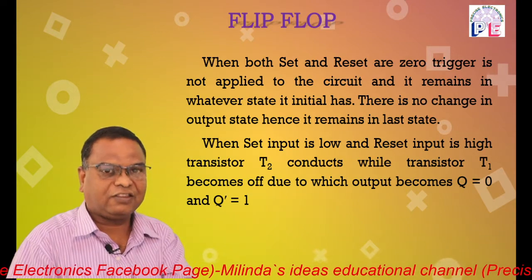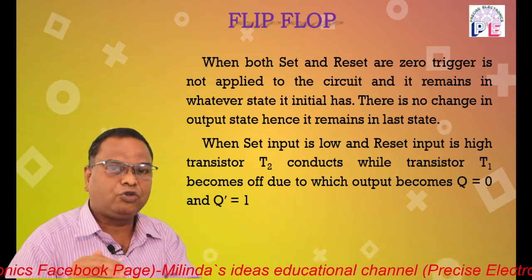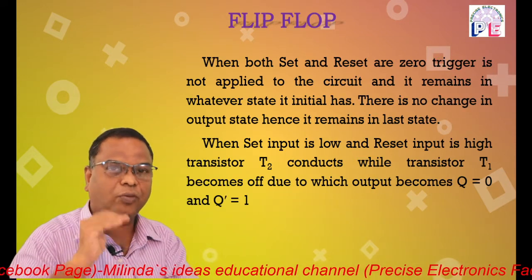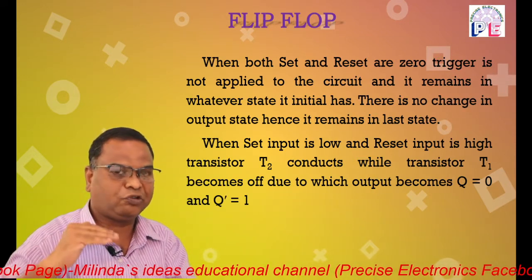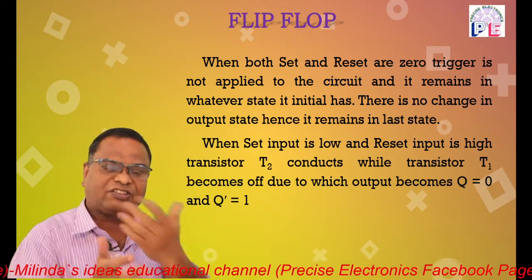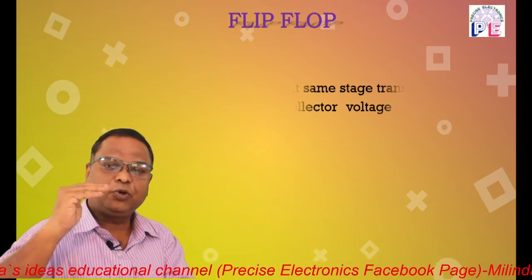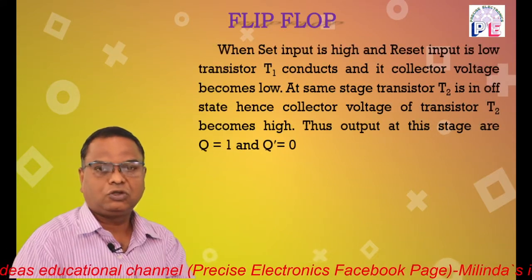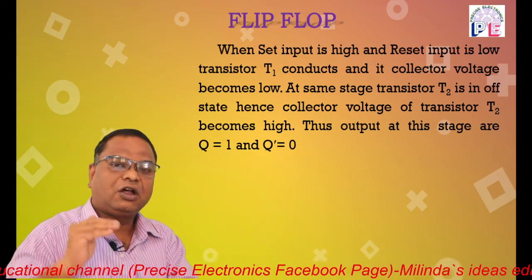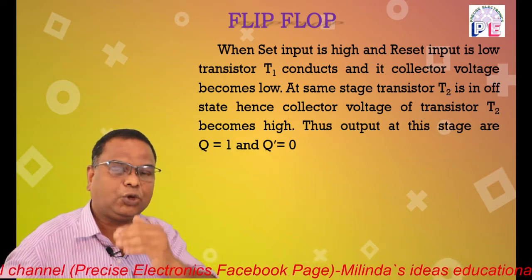So in this case, friends, the output is Q equal to 0 and Q complement equal to 1, and that is known as a reset condition. So the flip-flop is in reset mode. That means when the set input is low and reset input is high, the flip-flop is in reset. The next condition, that is the third case, is when set input is high and reset input is low. Now as the set input is high, transistor T1 conducts and T2 is in off condition.